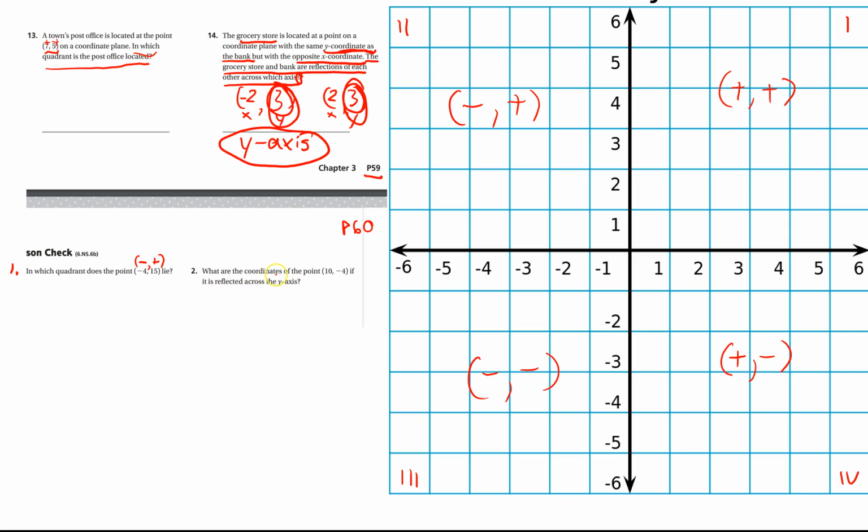Number 2, what are the coordinates of the point (10, -4) if it is reflected across the y? So we have x and y. And since it's reflected across the y, I know my y value needs to be exactly the same, -4, -4, and my x value needs to be the opposite. So I'll let you finish by finding the opposite of 10. The opposite of +10 would be what?